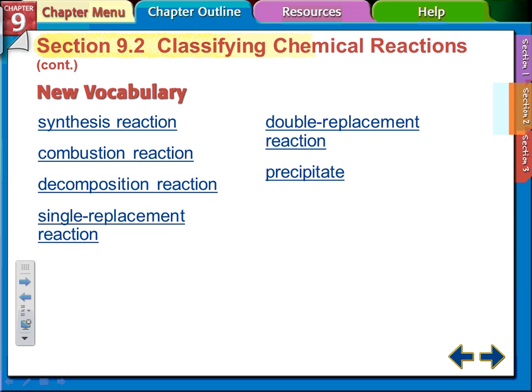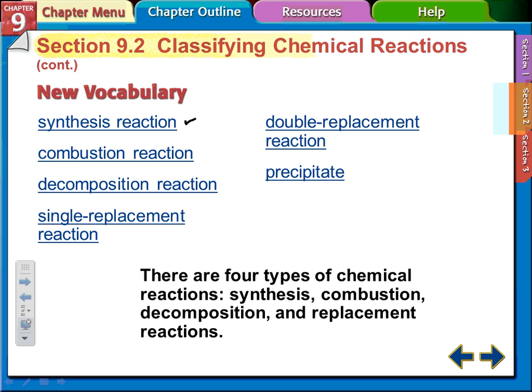I'm going to talk about synthesis reactions, combustion reactions, decomposition, single replacement, double replacement, and give a good definition of what a precipitate is. The four types of chemical reactions that we're talking about here.